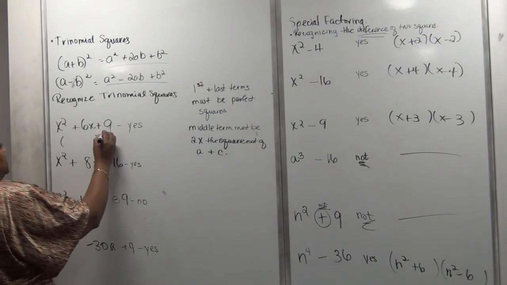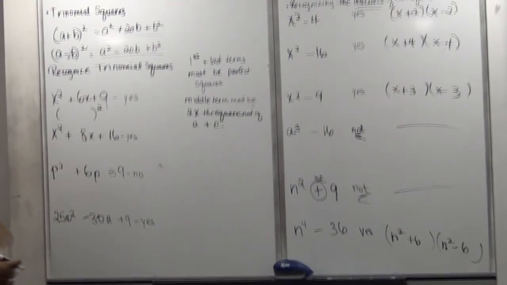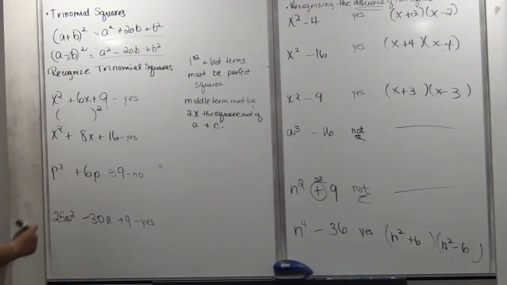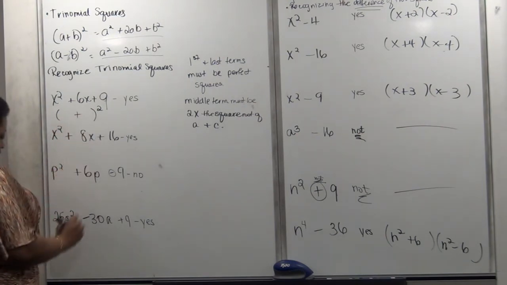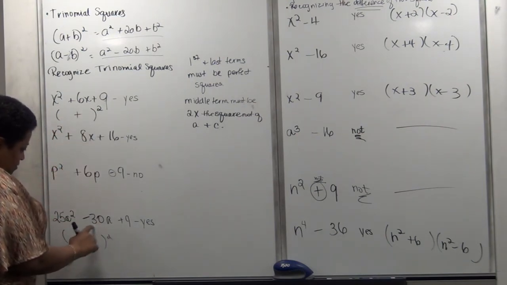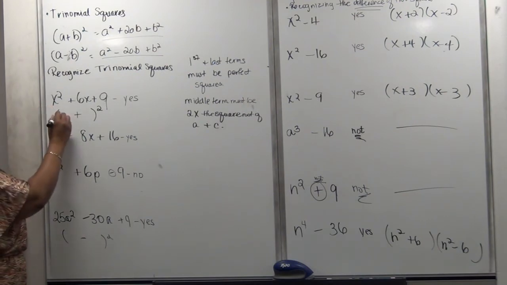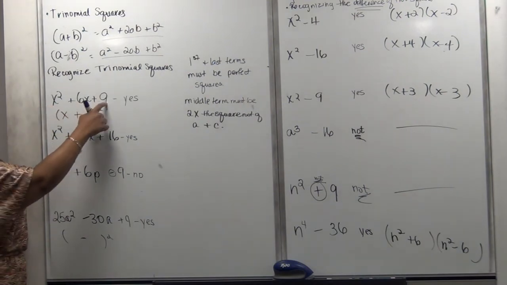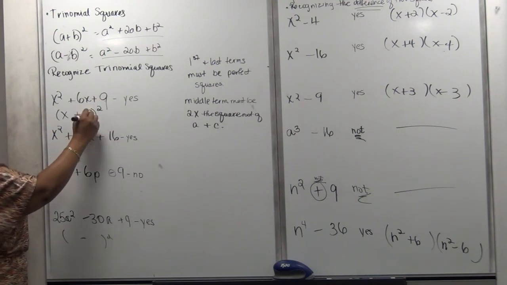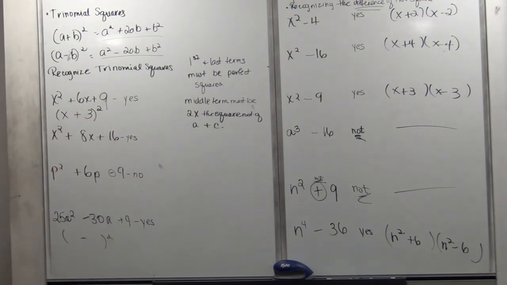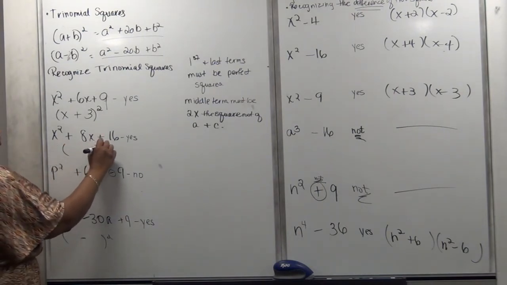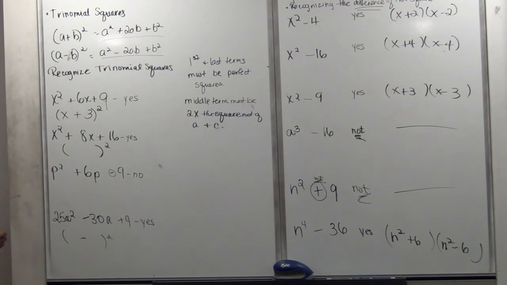It's going to be something plus something or minus something squared. The whole thing is positive, it's going to be a plus. The middle term is negative, it's going to be a minus. So, the square root of x squared is what? X. Square root of 9 is 3. Is it? So is this going to be plus or minus? Plus.